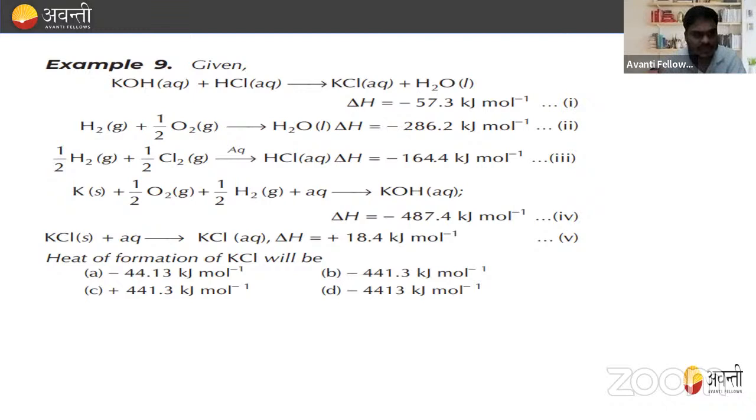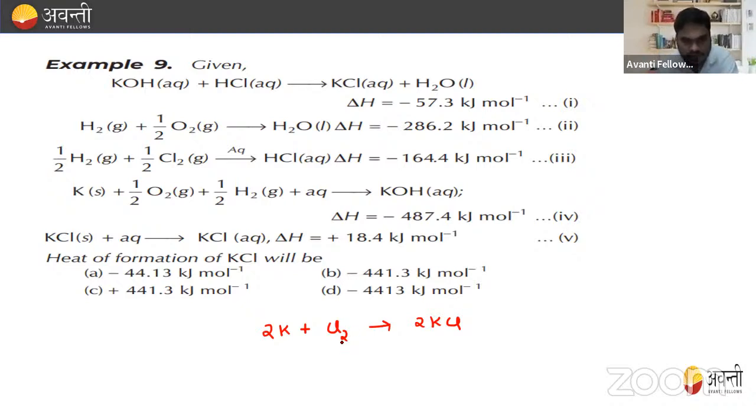As we see very clearly from the diagram, the required equation for us is that we want K plus Cl2 to become KCl, let it be 2 KCl. So when 2K plus Cl2 react, it will form 2 KCl. From which two equations will we get this? From equation number 4 we'll get K, right? And from equation number 3 we'll get Cl2. No issue?